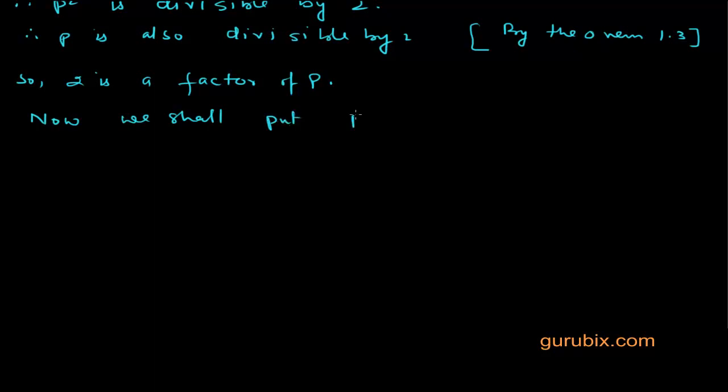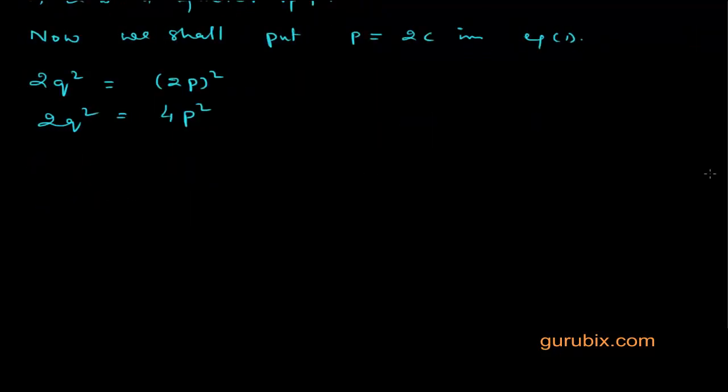Now we shall put p equals 2c in equation 1, and when we put p equals 2c in equation 1, we get 2q square equals 4c square. Cancelling 2 on both sides, we get q square equals 2c square.